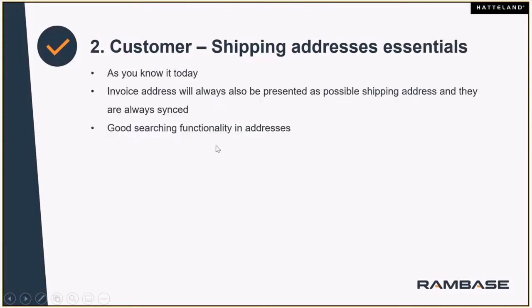So I think it's pretty much as before, but we know that some of you need more searching functionality here. If you have a lot of addresses, now you have a possibility to search on every field in the address. So that should be a good quality enhancement for those who need this. So there you can, like other places, just use the space bar to see all available fields for searching and filtering.